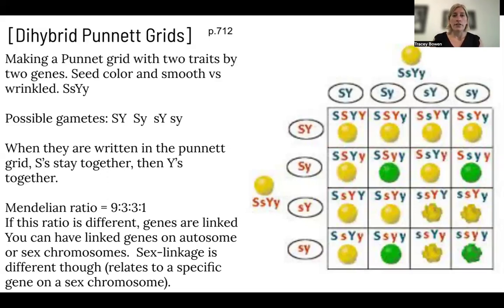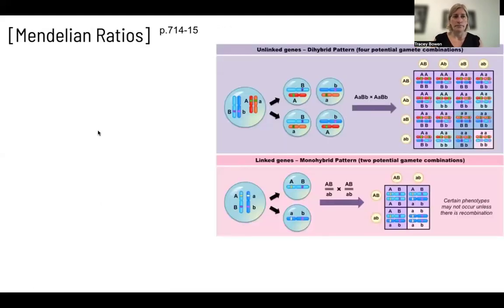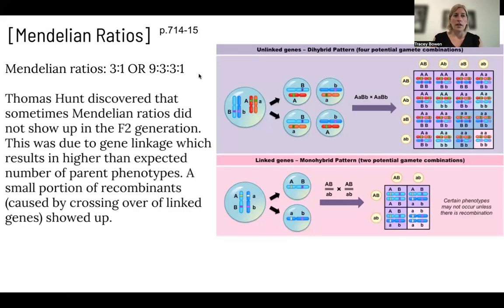But if they are linked, then they're not going to cross over randomly, and you're not going to see the Mendelian 9 to 3 to 3 to 1 ratio showing up. Mendelian ratios for a single trait are 3 to 1, and for dihybrid Punnett grids, it would be 9 to 3 to 3 to 1. And Thomas Hunt Morgan of the fruit fly sex-linked genes discovery also discovered that gene linkage occurs.